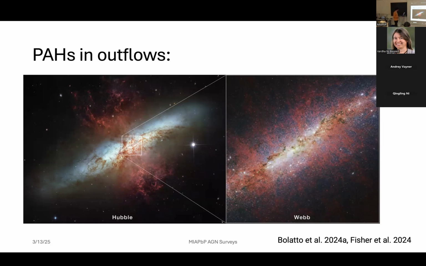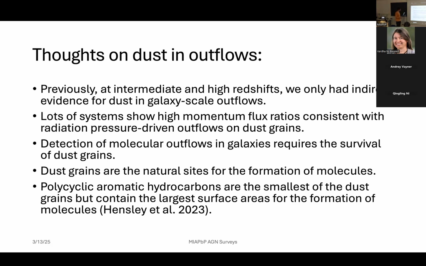And I forgot to mention in the previous slide that we think that polycyclic aromatic hydrocarbons, or PAHs, are actually really good sites for formation of molecules. They're like the smallest dust grains that we see, but in terms of surface area, this is something that I just very recently learned. They're actually really good sites for formation of molecules.